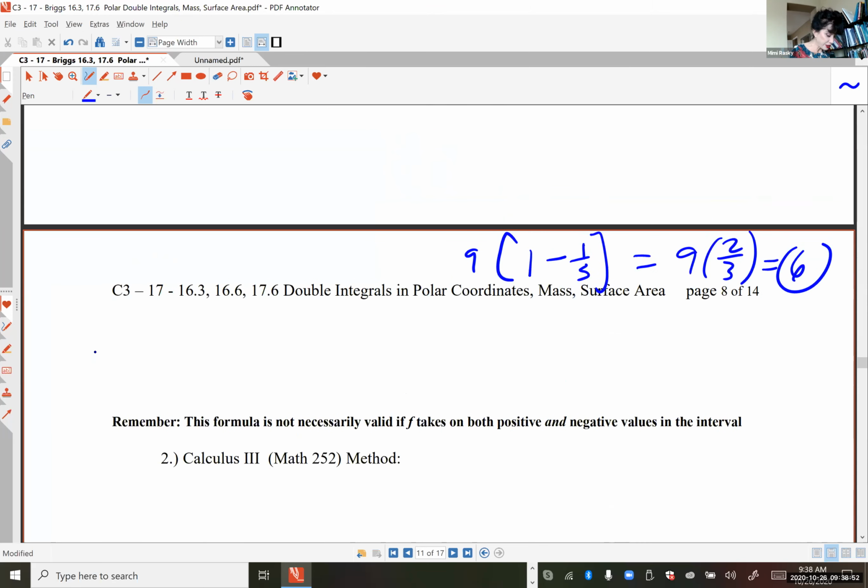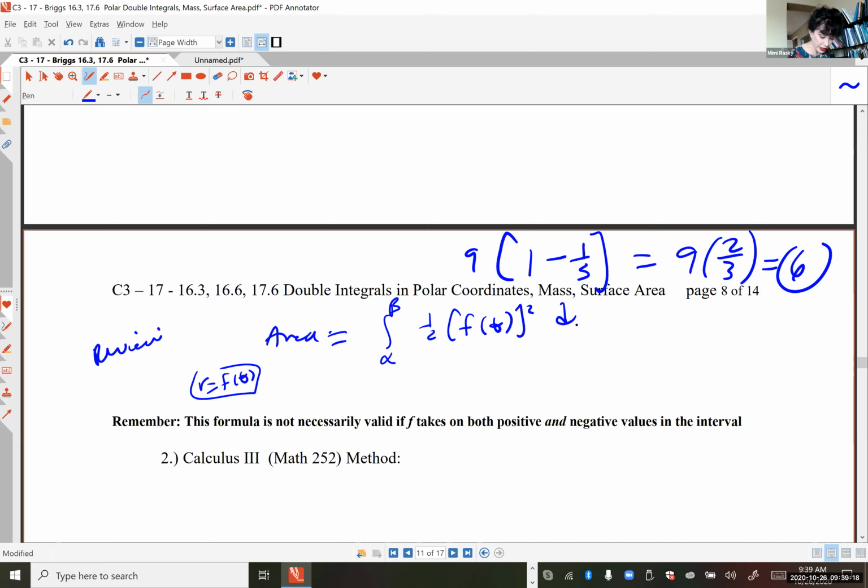So right here, we'll do it. Here's the review. The area of a polar sector in Calc 2 was, if you're given r equals f of theta, of course, and they want to know the area bounded by that polar graph, theta going from alpha to beta of 1/2 f of theta squared d theta. And if you forgot this formula already from Calc 2, that's okay. The only caveat was r, which is f of theta, cannot go negative.